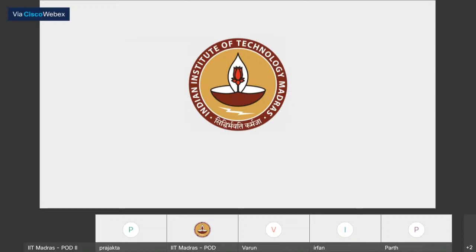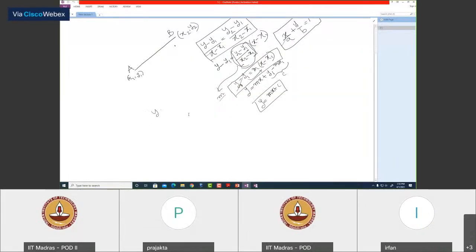So basically, if f of a equals f of b, then for an injective function, we can say that a equals b. Suppose there is a one-one function. Can you see my OneNote screen? Yes, sir.